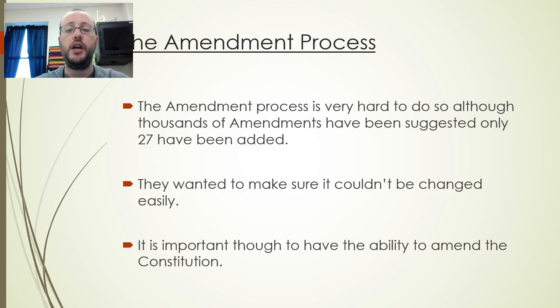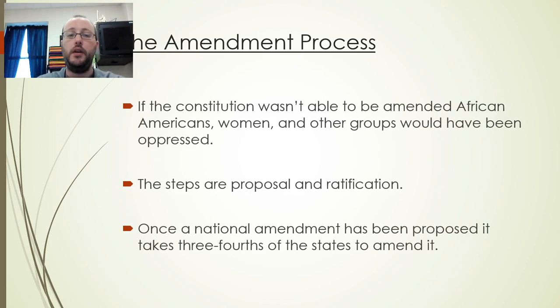They made it hard to do because they don't want it to be changed all the time. It's important to have the ability to amend the Constitution, but not to cheapen it by adding 10,000 amendments. If the Constitution wasn't able to be amended, African Americans, women, and other groups would have been oppressed. The steps are proposal and ratification. So you propose an amendment, and then it has to be ratified or approved through a vote.